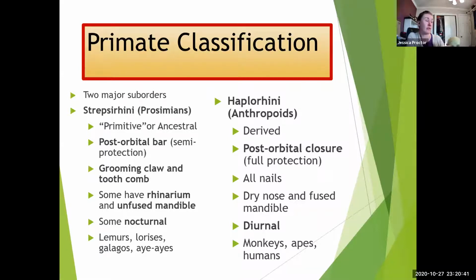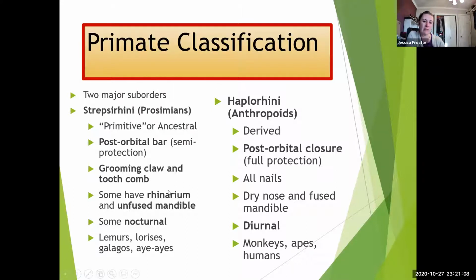So the tooth comb is the lower incisors jutting straight forward. That's a grooming feature that's present only in the strepsirrhines. And some of the strepsirrhines have a rhinarium, which is a wet nose. That's related to their primitive retention of the ability to smell. So that's kind of a unique thing about the strepsirrhines. They're the only primates that have retained that primitive reliance upon smell.